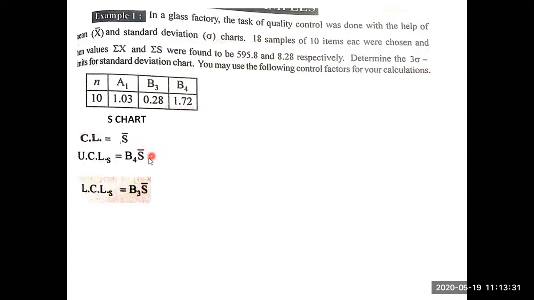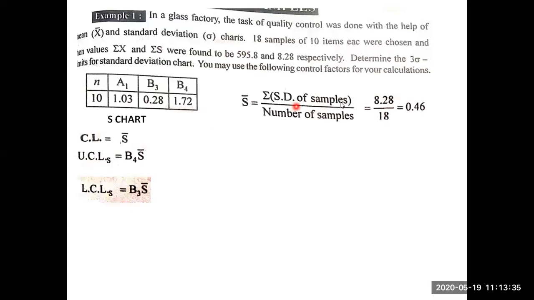So the upper control line formula, lower control line formula, and S bar formula. The summation of the standard deviation is 8.28. The number of samples is 18. Sorry, 0.46. Therefore, S bar is 0.46. S bar completed. B4 is 1.72. B3 is 0.28. So just substitute all the values and you will get the answers.